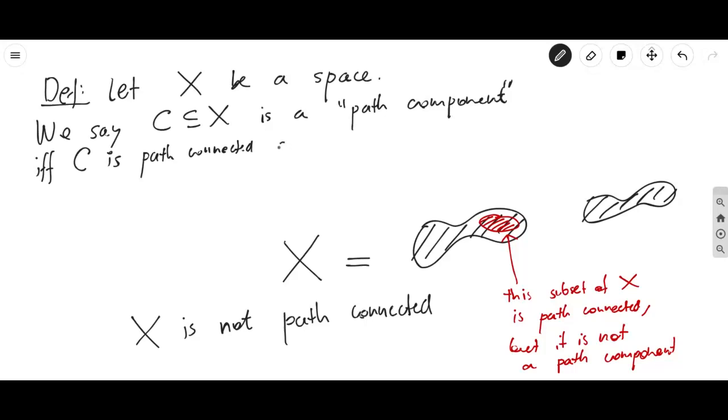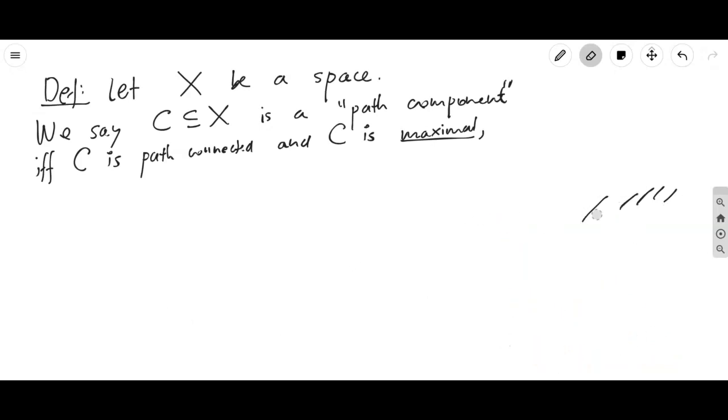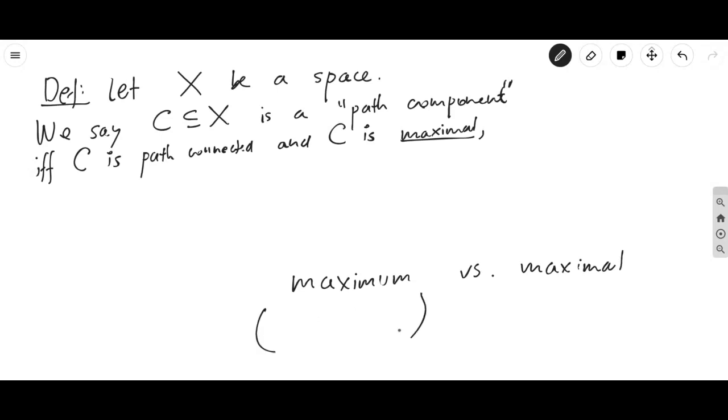So it should be path connected, and C is maximal. If you're unsure what this means, in mathematics there is a difference between a maximum versus a maximal. Maximum means larger than everything, and maximal means there is nothing larger.